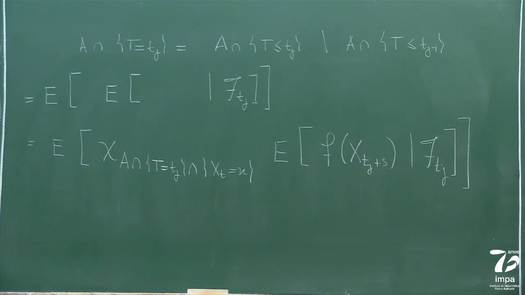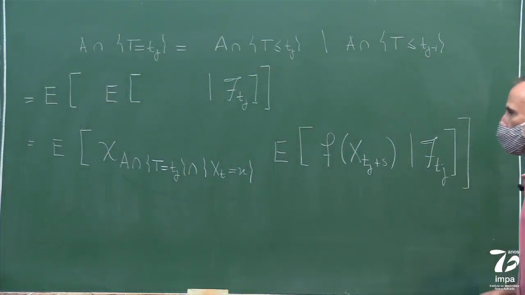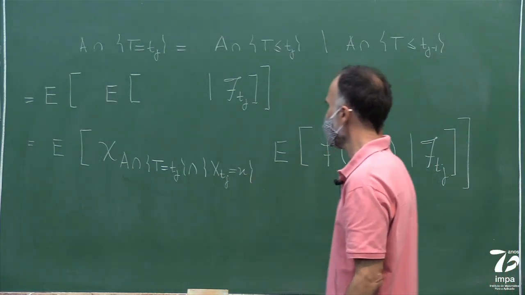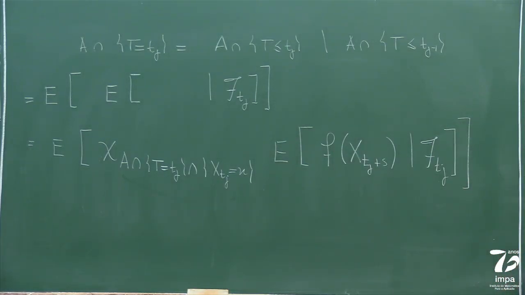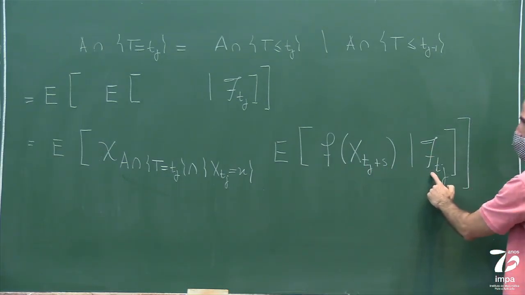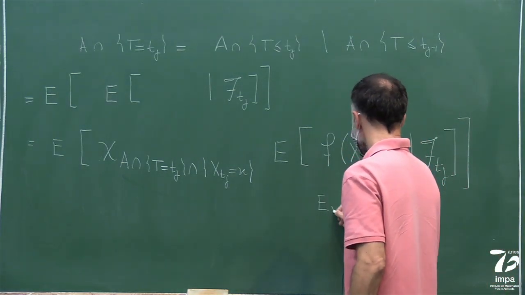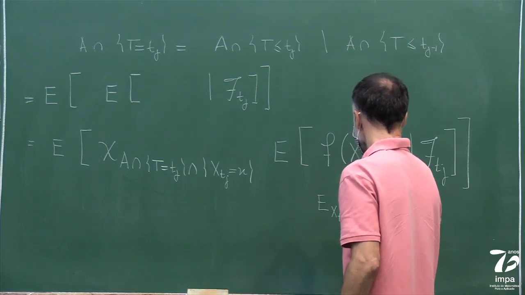By doing that, I removed from the conditional expectation all variables which are F_{t_j} measurable. What remains is this conditional expectation, but now we have a conditional expectation with respect to a deterministic time. So by assumption, this process is a Markov chain with respect to this filtration, and therefore this is equal to the conditional expectation starting from X_{t_j} of f(X_s).